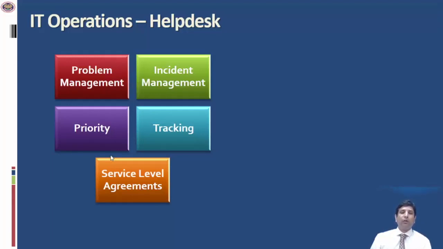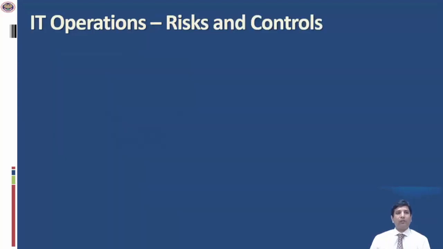users. The overall objective of the help desk is to make sure that systems are up and running and available for the business to process transactions. And that is why, even though they don't have a direct implication on the processing of transactions and the financial statements, we need to understand the overall process at large. Now let us look at some of the risks and controls that are relevant to IT operations.